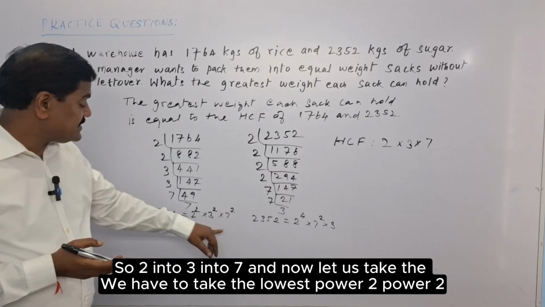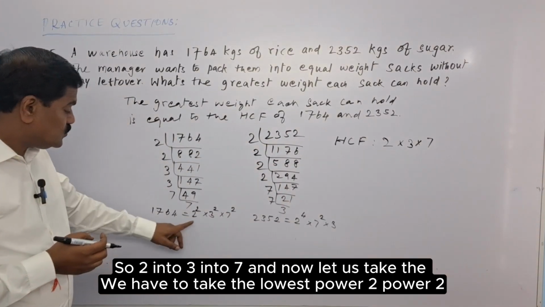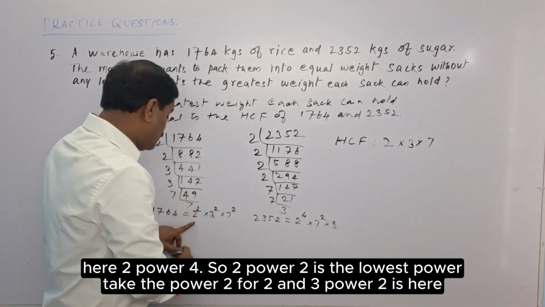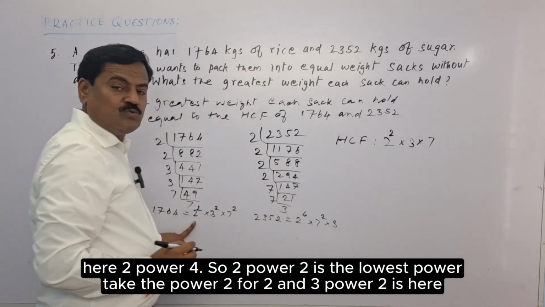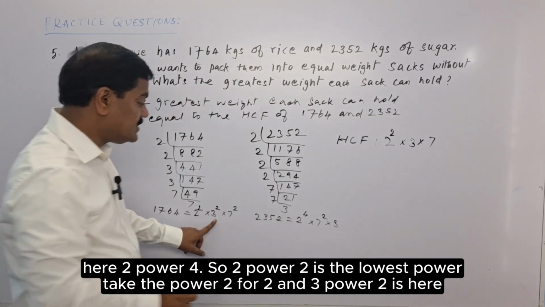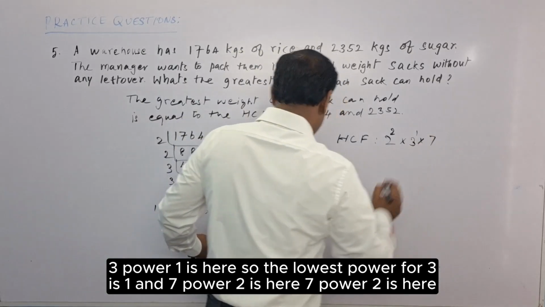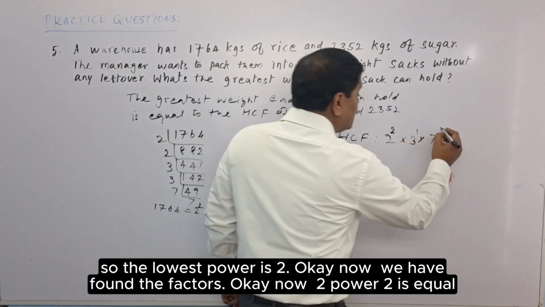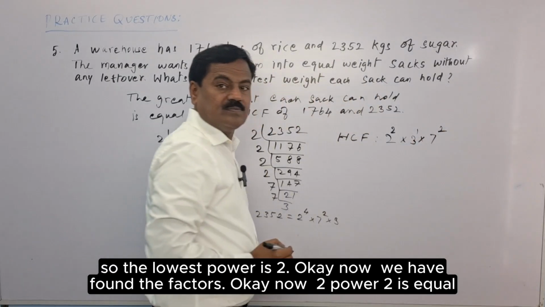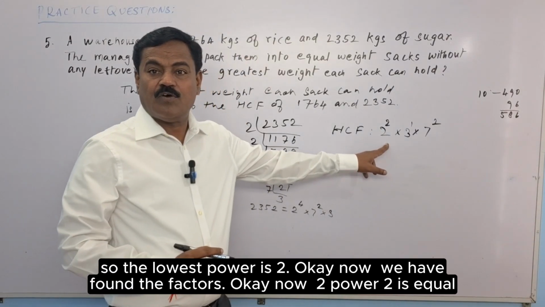Now let us take the powers. You have to take the lowest power. 2 power 2 here, 2 power 4 here, so 2 power 2 is the lowest power. 3 power 2 is here, 3 power 1 is here, so the lowest power for 3 is 1. 7 power 2 is here, 7 power 2 is here, so the lowest power is 2. Now we have found the factors.